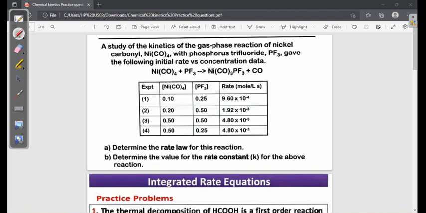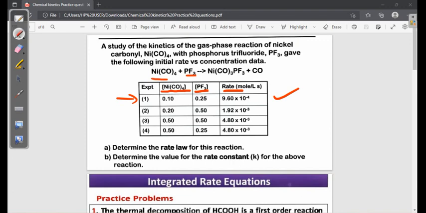A study of the kinetics of the gas phase reaction of nickel carbonyl with phosphorus trifluoride gave the following initial rate and concentration data. So we have a table that is giving us the concentration. Whenever you see the brackets here, you just know that it's concentration. And then we've been given the rate in each experiment.